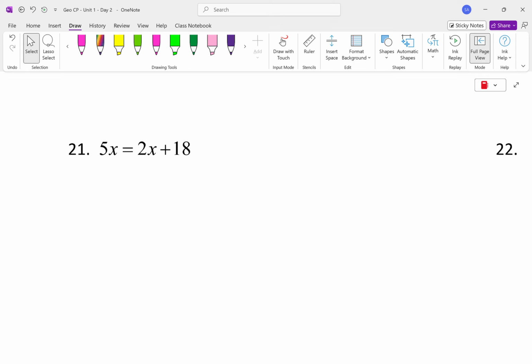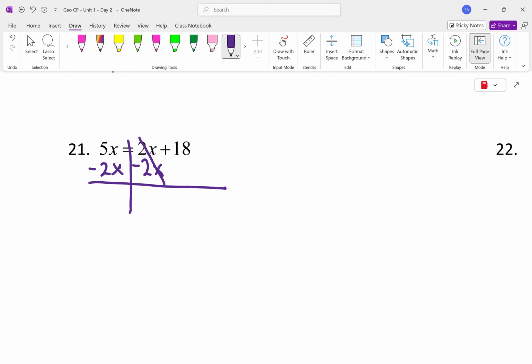So before we can solve for x, we have to bring it to the same side. How do I bring it to the same side? We're going to do the opposite operation. Since this is a positive 2x, I'm going to bring it to the other side by subtracting 2x. If it was a negative 2x, how would I bring it to the other side? By adding 2x. So we're going to subtract the 2x on both sides. So then that's going to give us 3x is equal to 18. And now we just solve normal. I'm going to divide by 3 on both sides, so x will equal 6.